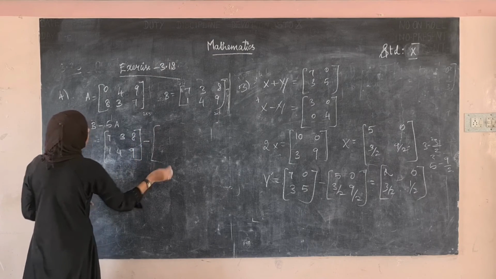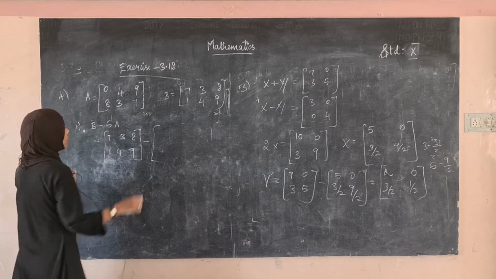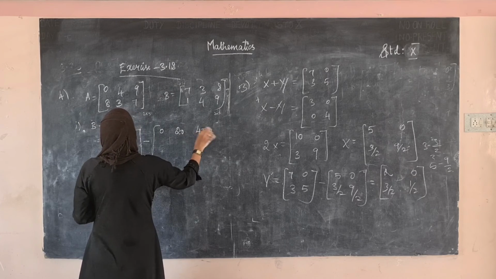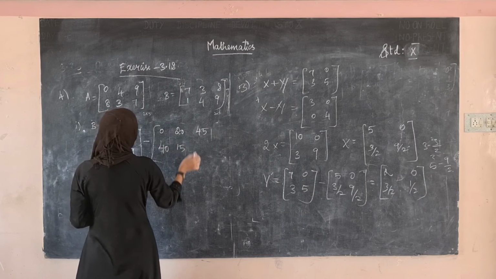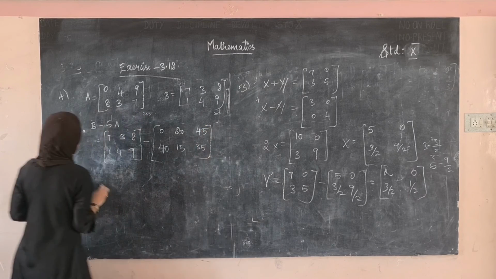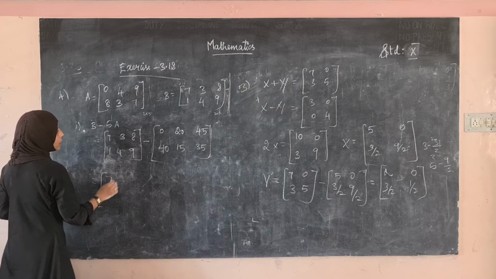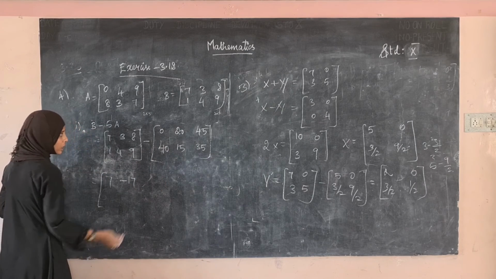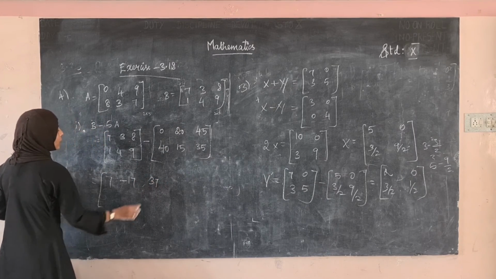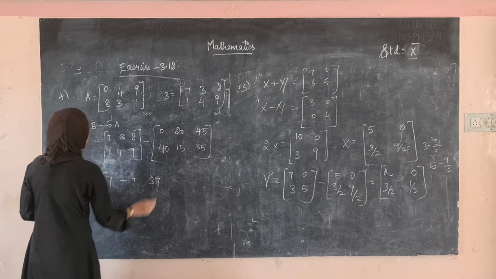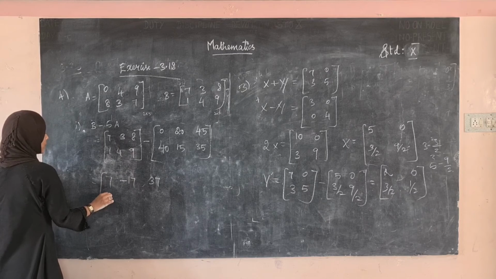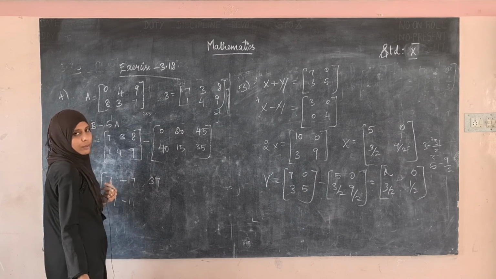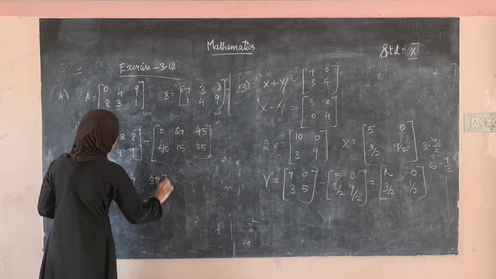Okay, minus 5 into A. We are going to multiply 5 with A. 5 times 0 is 0, 4 5 is 20, 9 5 is 45, 8 5 is 40, 5 3 is 15, 7 5 is 35, which is equal to 7 minus 0 is 7, 3 minus 20 is minus 17, 8 minus 45 is minus 37. 1 minus 40 is minus 39, 4 minus 15 is minus 11, 9 minus 35 is minus 26. This is the value we have to find.